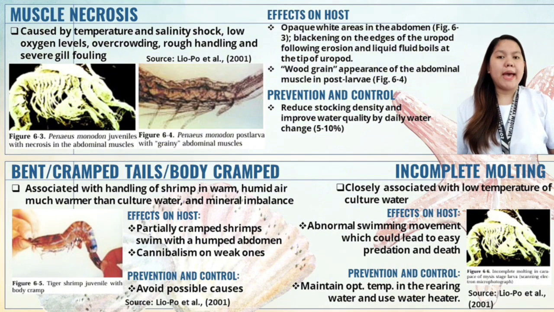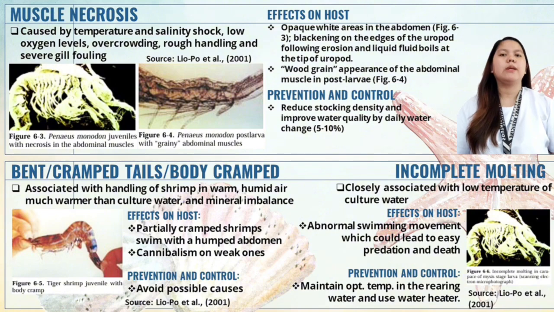Next is we have our bent or cramped tails or the body cramp. This is associated with handling of shrimp in warm, humid air, much warmer than culture water, and mineral imbalance. The clinical signs associated with this disease are partial or complete rigid flexure of the tail, or as you can see in our figure 6.5, the tiger shrimp juvenile has a body cramp.